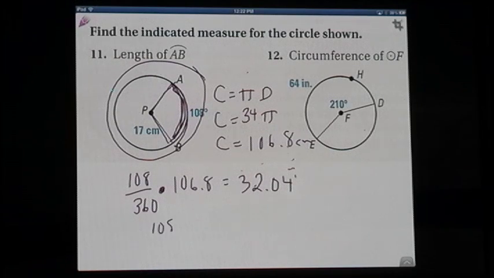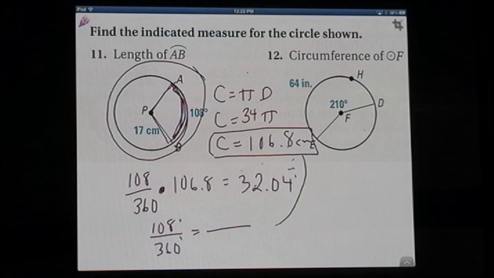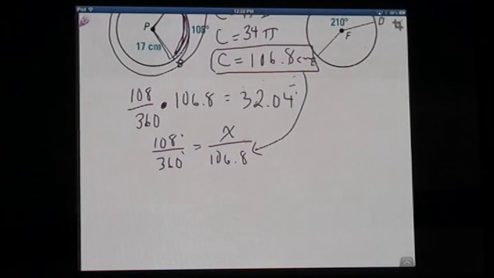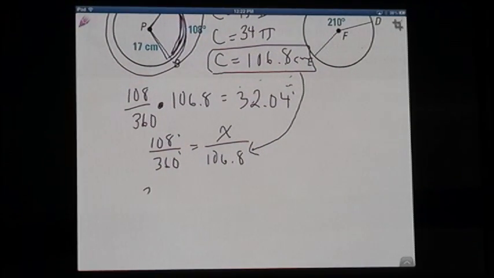Or you could set it up as a proportion. And you could say 108 is to 360 degrees in the same way as you found the circumference of the whole circle. So you're going to line this up with the 360 degrees. 106.8 is to x. Okay, and then you're going to cross multiply. 360x is equal to 108 times 106.8. And that's 11534.4.